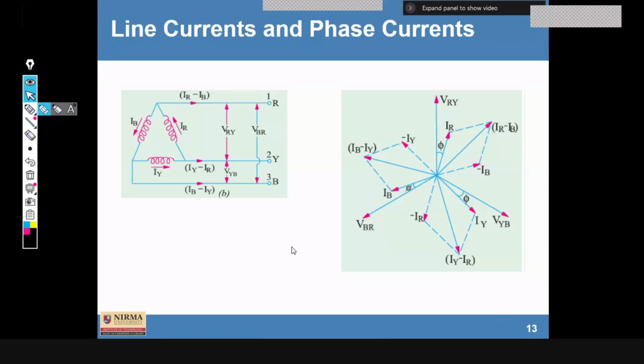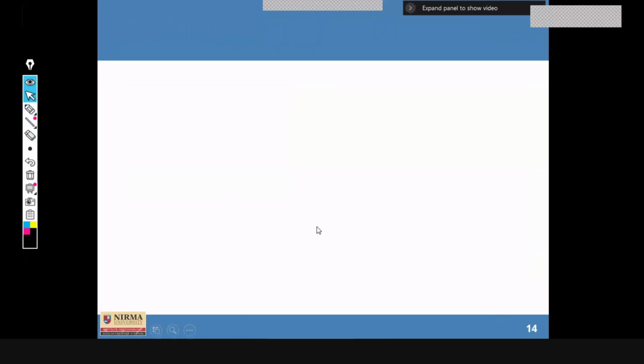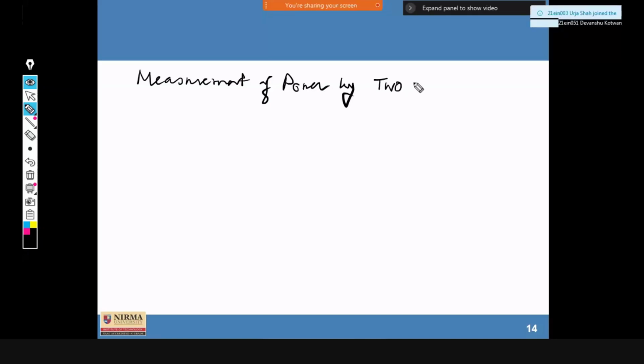Is there any doubt between this line voltage and line current, phase voltage and phase current calculations? Okay, fine. So all are agreed. I hope all of you understood it clearly. Right? So measurement of power by 2 wattmeter method.